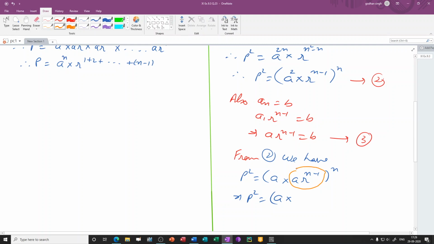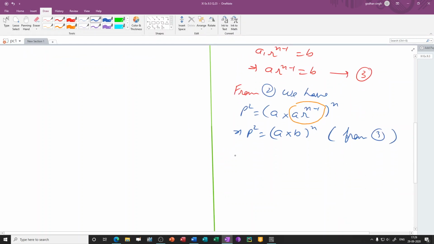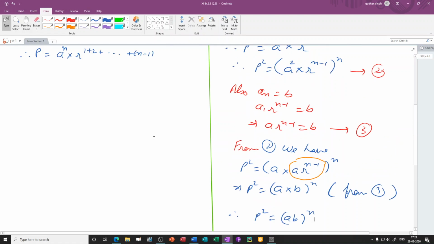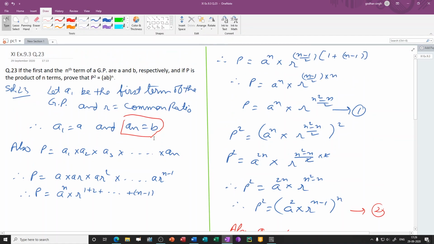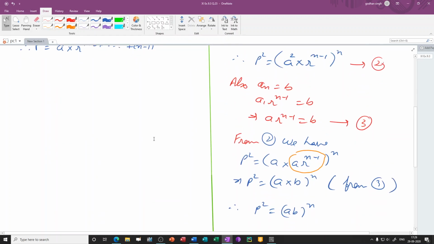If you see that, then from equation number 3 this can be replaced with b. So we can write here in place of this b. So a into b whole raised to n, from where? From 3. Therefore what we are getting is p square equal to ab whole raised to n. So this is the solution of our question number 23. So this is how you will be doing it.